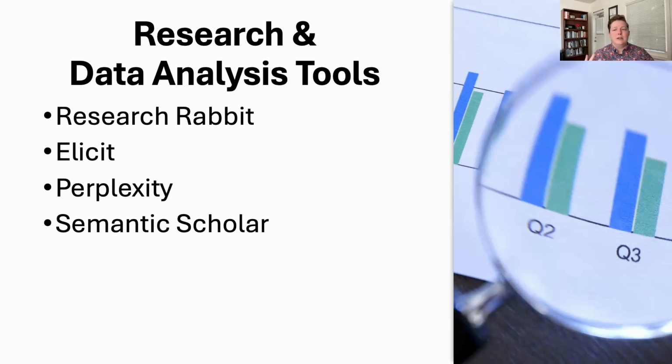Next is Semantic Scholar. This is a free academic search engine, and it helps researchers find relevant papers, understand trends in literature, and see connections between different research areas. I haven't used this one very much because I like Research Rabbit a bit better, but it also has filtering options and citation graphs, kind of like Research Rabbit. So maybe play with both of those and see which one you like better.